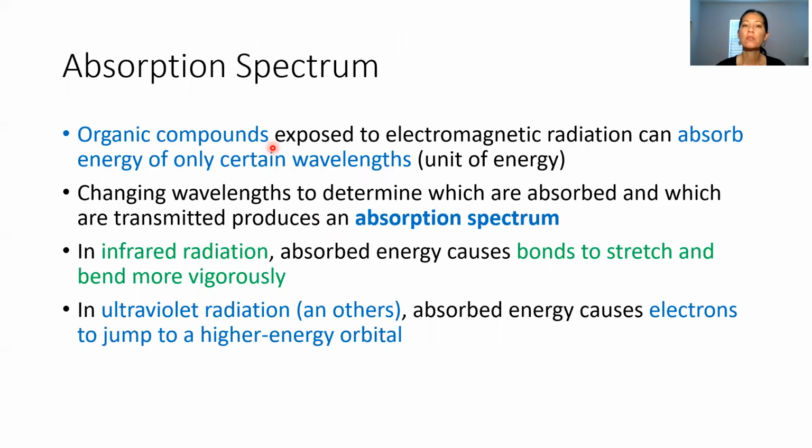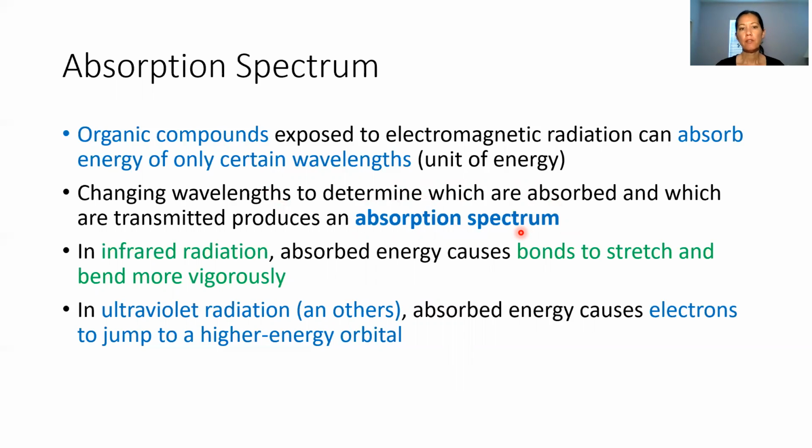Organic compounds exposed to electromagnetic radiation can absorb energy of only certain wavelengths. So that's key for us because what we're going to do with an IR machine is basically change the wavelength and just look at what wavelength is absorbed by that particular molecule. And from that, we can get an absorption spectrum.